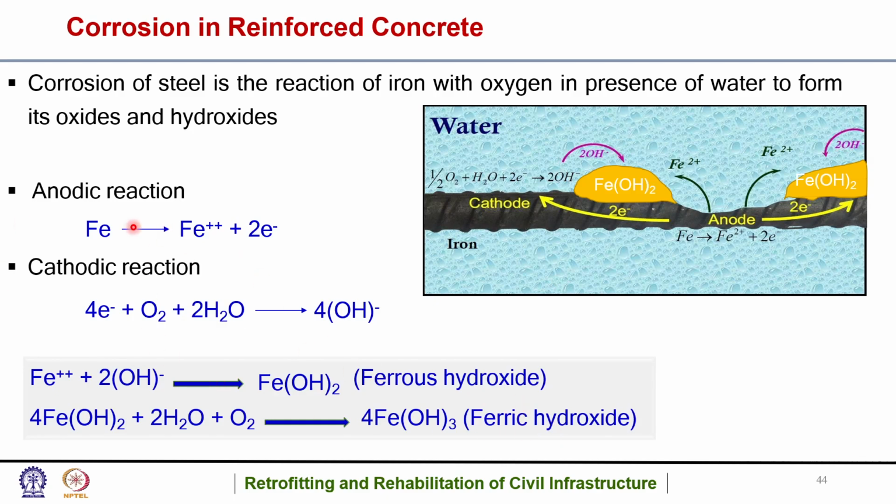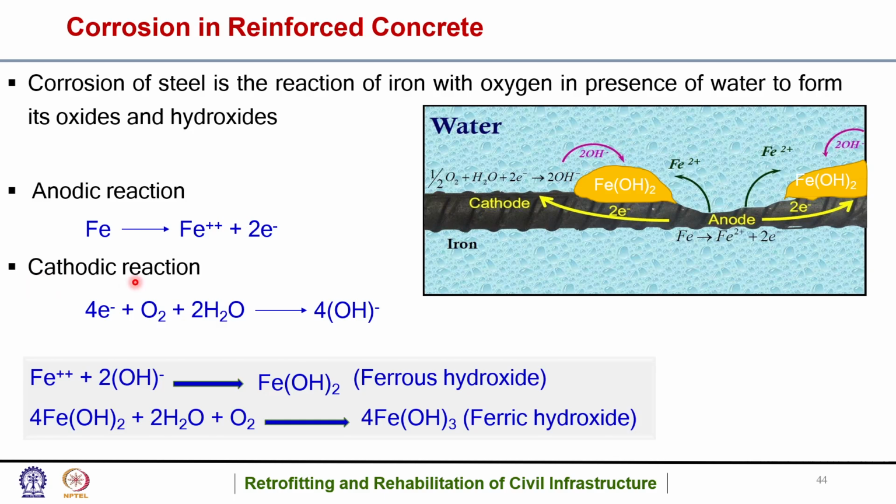So how it forms, let us see. In the portion of the anode, basically the anodic reaction occurs. The anodic reaction oxidizes the iron. From iron, 2 electrons are released, so it becomes Fe2+. That is oxidation.